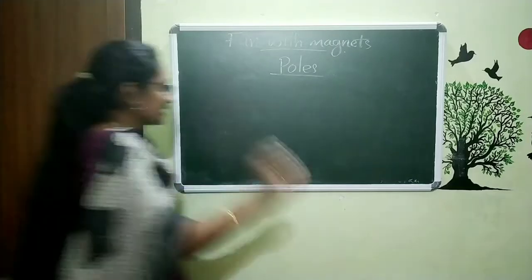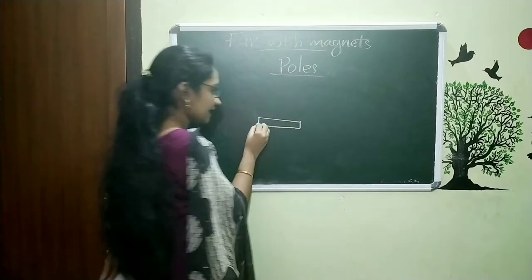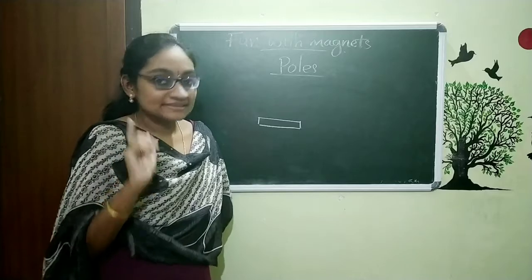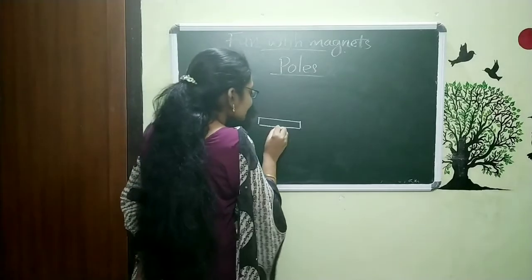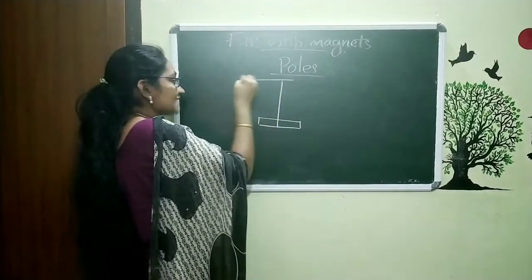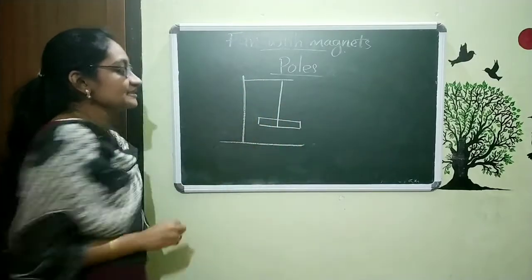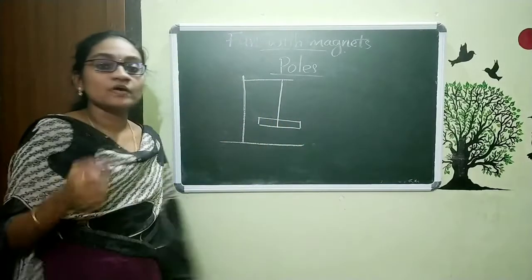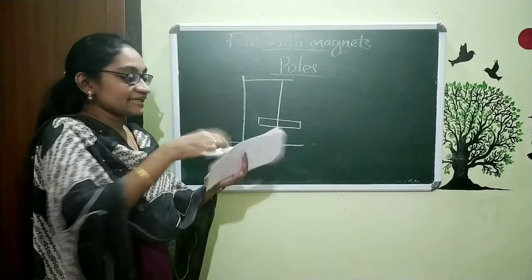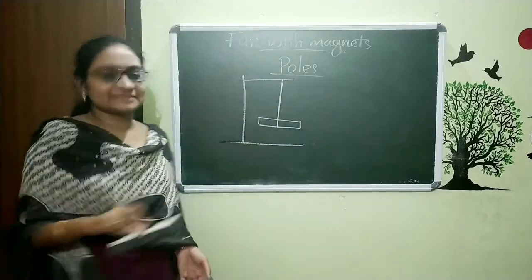For this activity, I am taking one bar magnet. I don't have a bar magnet in my hand, so I am just explaining this. I am taking one bar magnet and suspending it using a thread on a stand. This is one stand, and I am tying a thread on the bar magnet and hanging it on this stand.